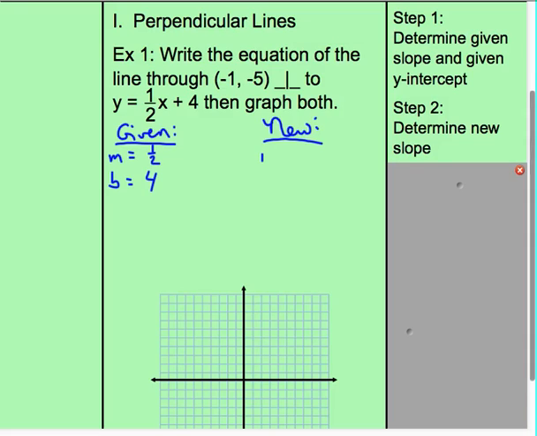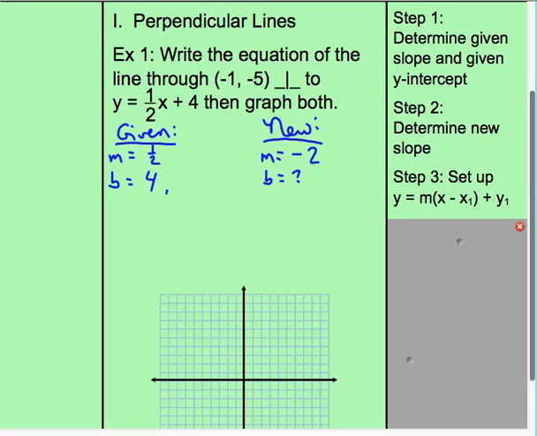The slopes of perpendicular lines are opposites. So my given slope is positive, my new slope will be negative. And reciprocals, my given slope is 1/2. When I flip that, it becomes 2/1 or 2. And of course, my new y-intercept is what we need to figure out. Everything else is exactly the same process that we practiced with parallel lines.